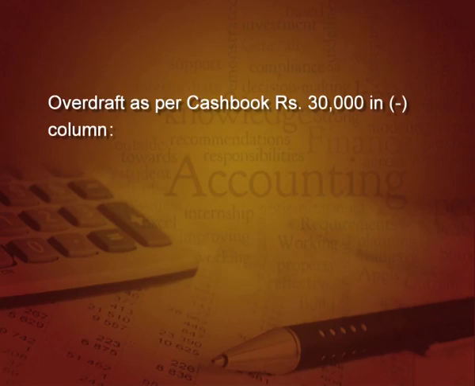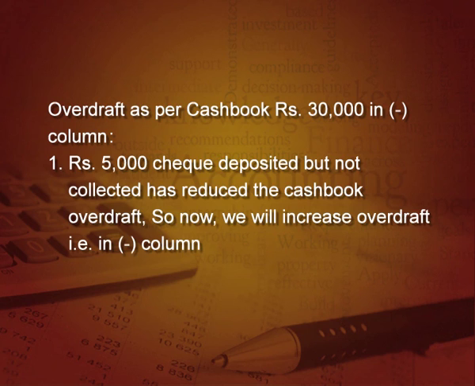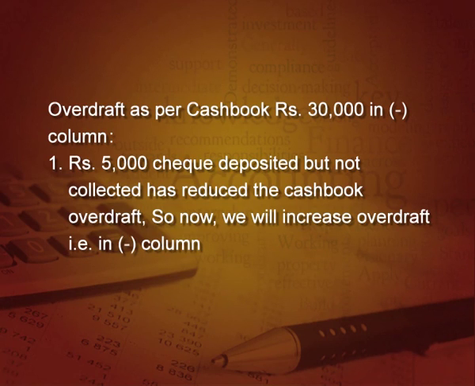First line, what you have to write is bank reconciliation statement of this company as on this date, and then overdraft as per cash book 30,000 in minus column. Remember, minus column overdraft. And coming to point number 1, 5,000 rupees check deposited but not collected has reduced the cash book overdraft, because when you deposit the money, it will reduce the overdraft in cash book. Now, what we have to do is increase the overdraft, that is in minus column.